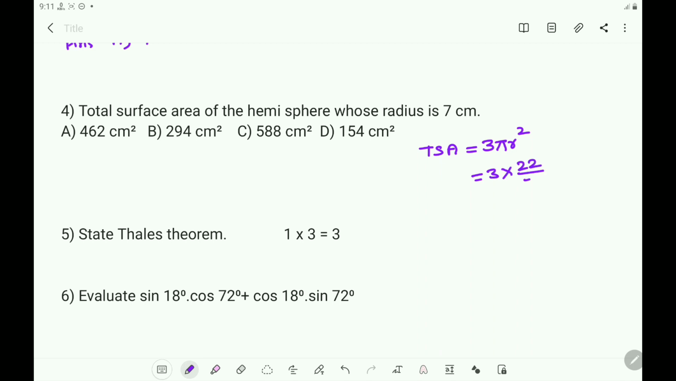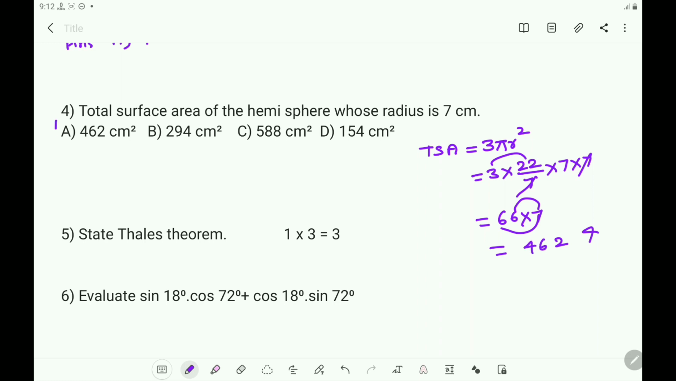That is equals to 3 into π value you know, that is 22 by 7 into r. R is how much here? It is given 7 cm. So you write 7 into 7. 7 square means 7 into 7. 7 cancels. Then 3 into 22. You know that 22 3s are 66 into 7. Then 7 6 are 42. Again 7 6 are 42 plus 4 is 46.